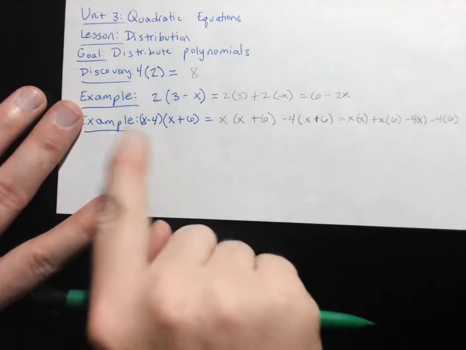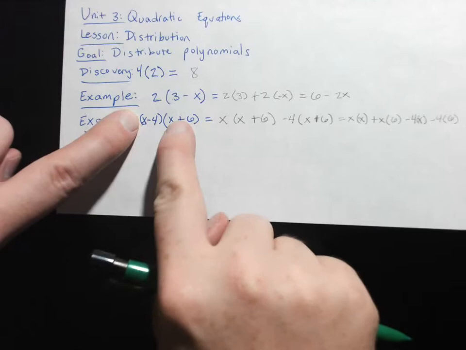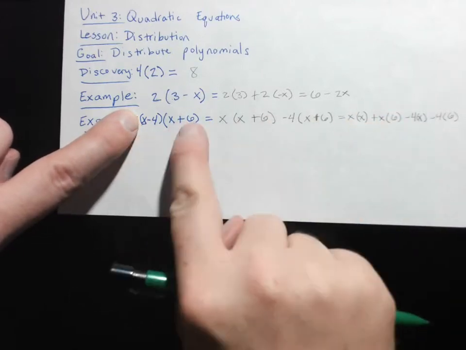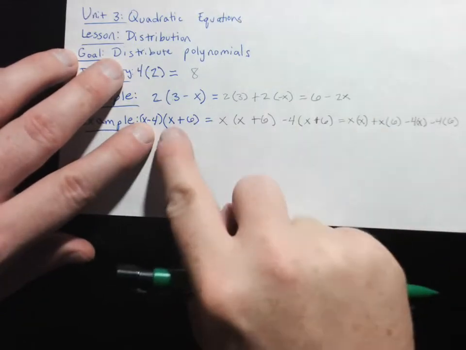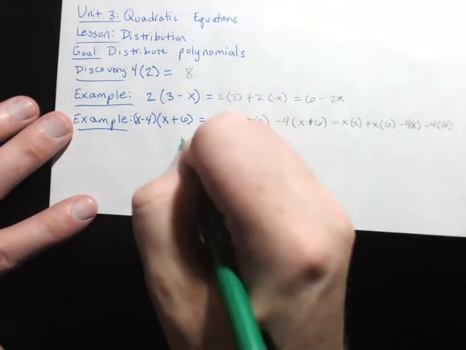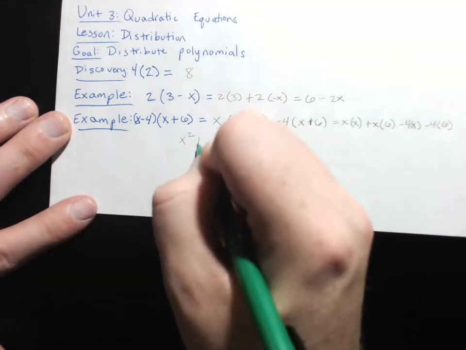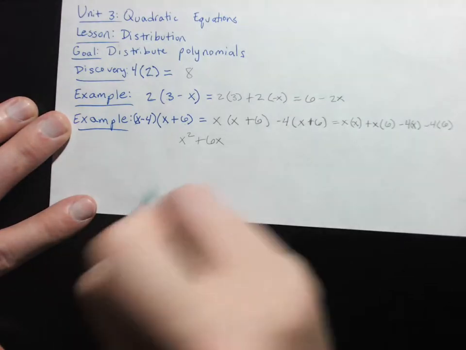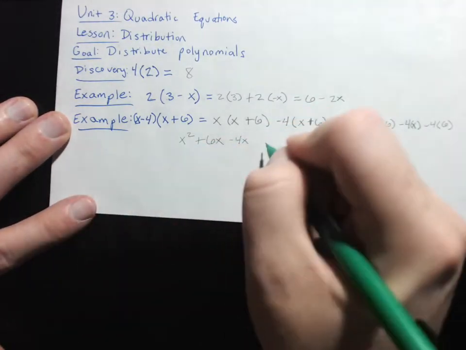If you take this first term, this x, and multiply it times both of these. So x times x, notice came here, x times 6 came here. Then notice I took the second term, negative 4 times x, and negative 4 times 6. So from here we can pretty much work it out, get the answer. x times x is x squared, x times 6 is 6x, negative 4 times x is negative 4x, negative 4 times 6 is negative 24.